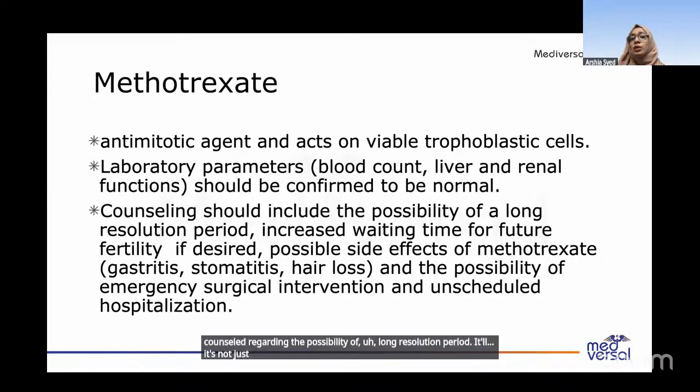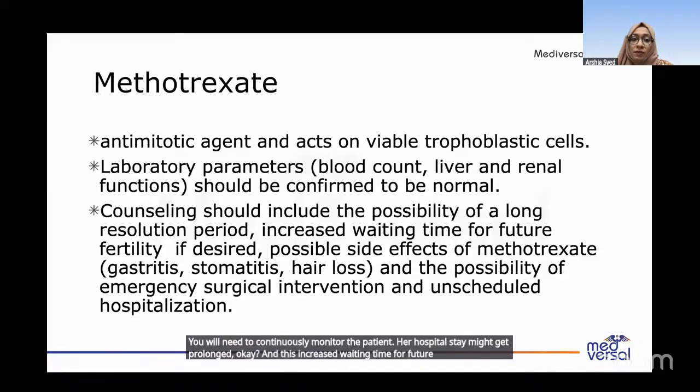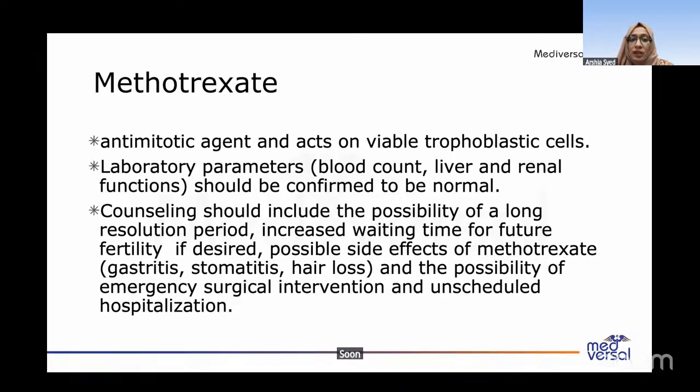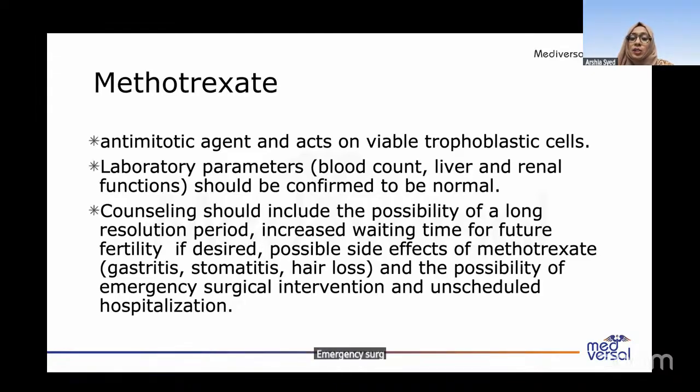It's not that you give one shot of methotrexate and it's done. It doesn't stop at that. You will need to continuously monitor the patient. Her hospital stay might get prolonged, and there's an increased waiting time for future fertility if desired. In a sense, she cannot get pregnant soon. She will have to wait for the beta HCG to completely settle before she plans the next pregnancy. You also have to explain the possible side effects of methotrexate before starting, and the possibility of emergency surgical intervention and unscheduled hospitalization.